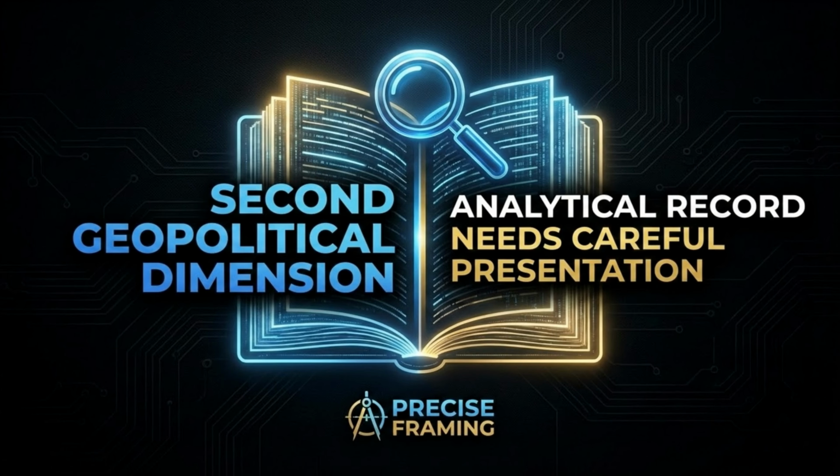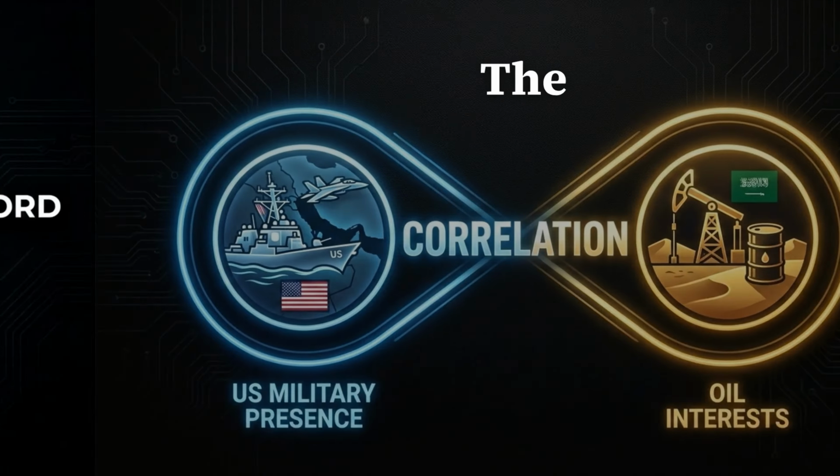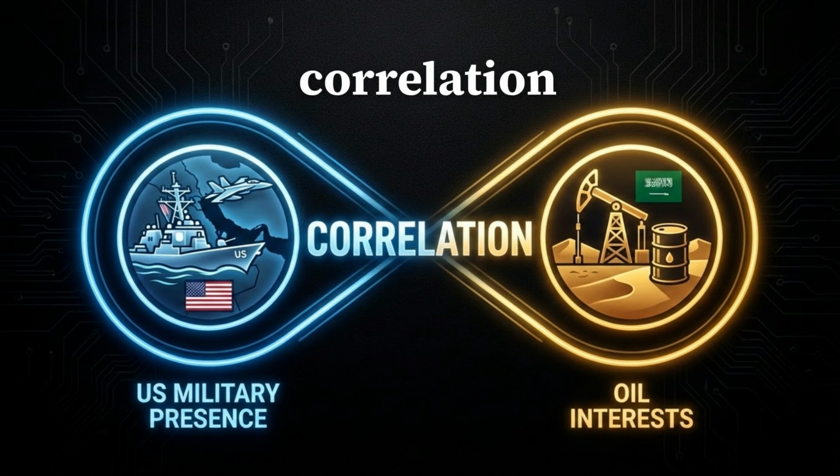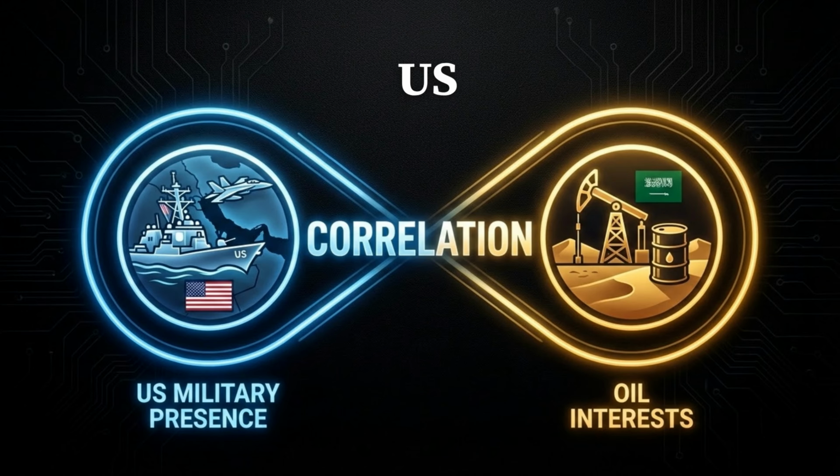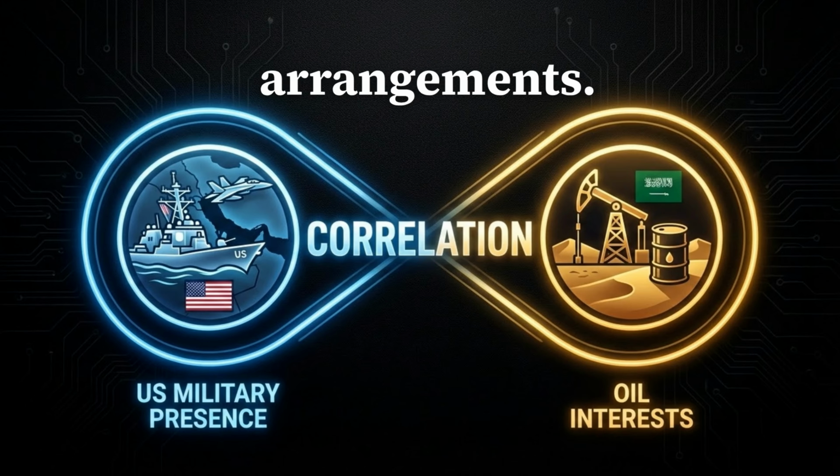The second geopolitical dimension requires a specific framing before we cover it, because this is an area where the analytical record needs to be presented carefully and precisely. The historical record shows a correlation between U.S. military presence and security commitments in oil-producing regions, particularly the Persian Gulf, and U.S. interests in maintaining stable oil supply and petrodollar arrangements.